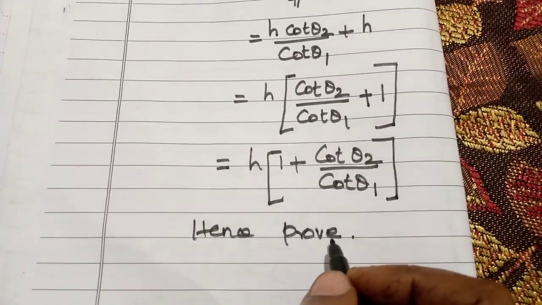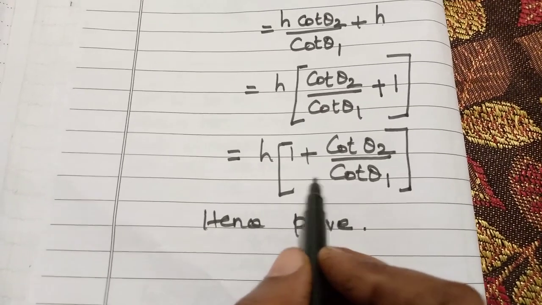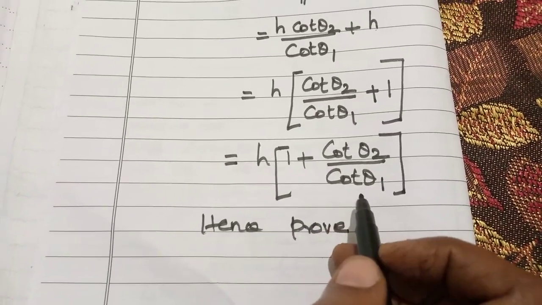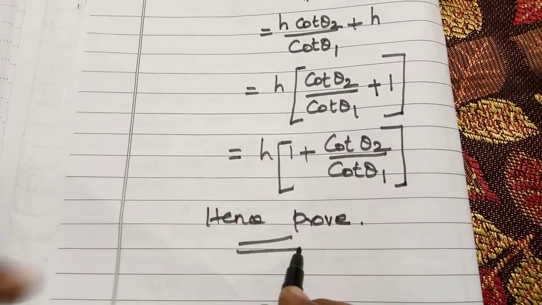Therefore, height of the opposite house is height into 1 plus cot theta 2 by cot theta 1, we proved. Okay, understood students? This is today's question.